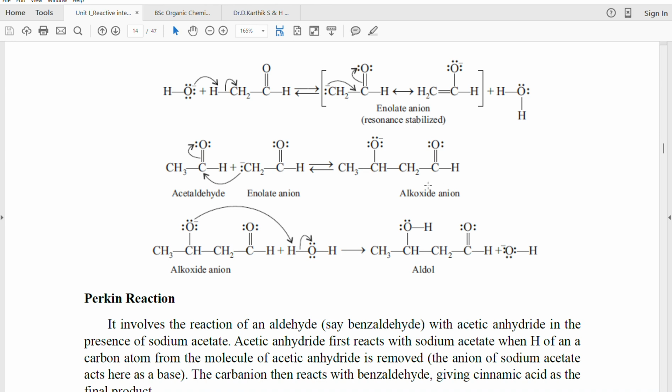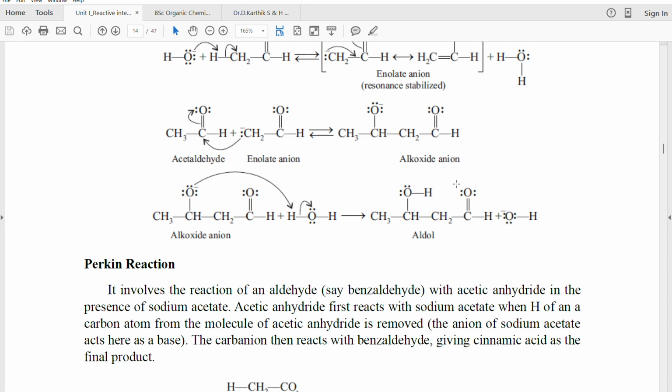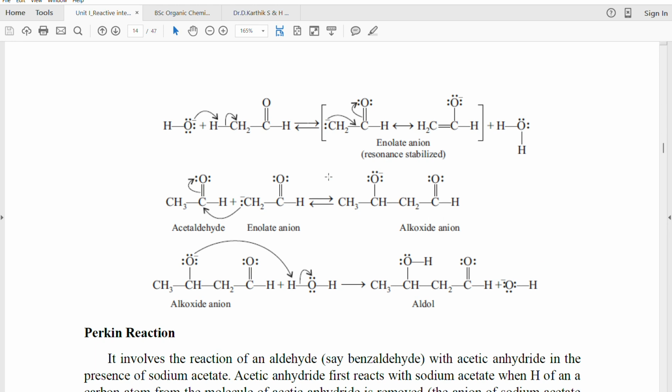So in this process what happened, we will see next. Now once this minus charge is on the oxygen, what will happen is, as in the first step, the OH minus attacked this proton, right?